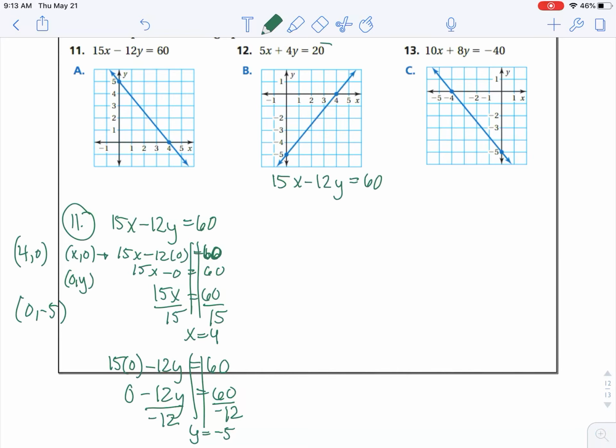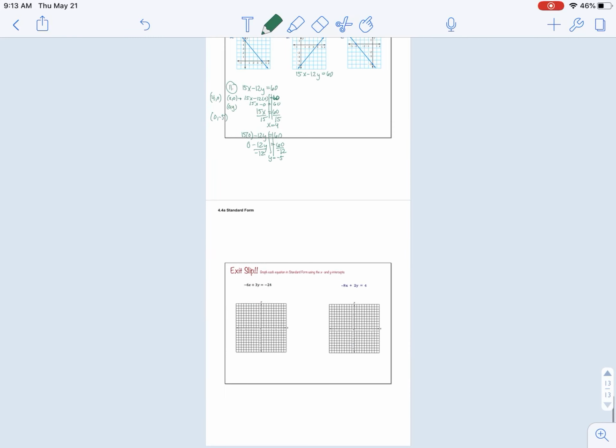Why don't you go ahead and try number 12 and 13 on your own? 12 is either going to be A or C, and 13 is either going to be A or C. So go ahead and try that.